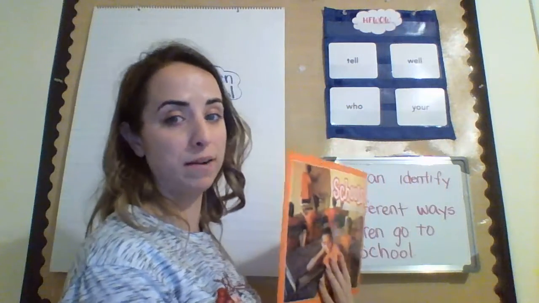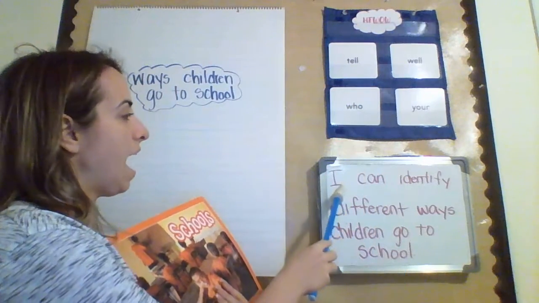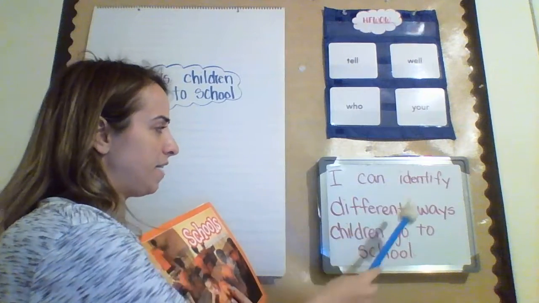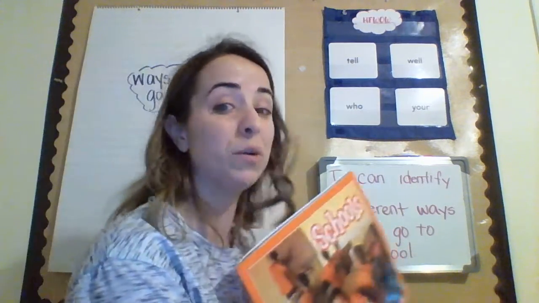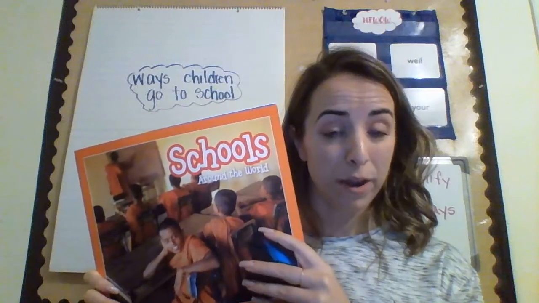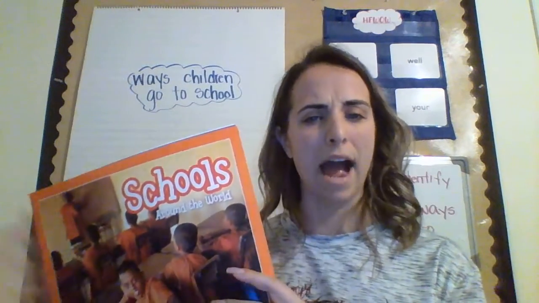Okay, here's our objective for today. I can identify different ways children go to school. There were a lot of different ways that children went to school in our book. So what we're going to do is reread our book a little bit so we can remember how kids go to school, okay? Or how children go to school.